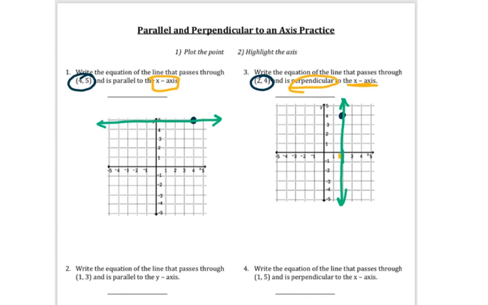You're going to try numbers 2 and 4 exactly the same. Plot your point, step 1. Highlight your axis, step 2. Figure out which direction your line's going to go. Parallel means they look like railroad tracks. They'll never touch. Perpendicular means they cross at a 90-degree angle. So try number 2 and try number 3.